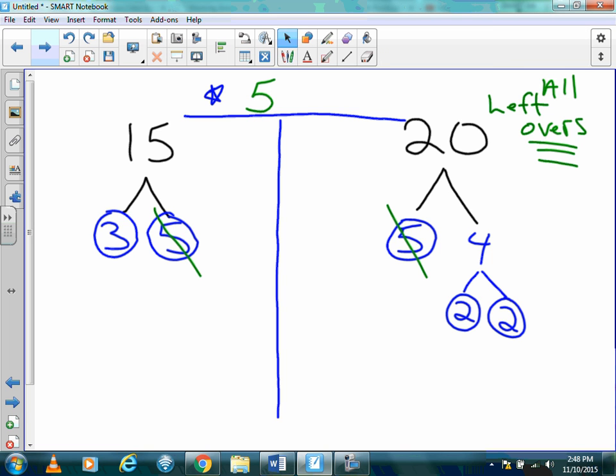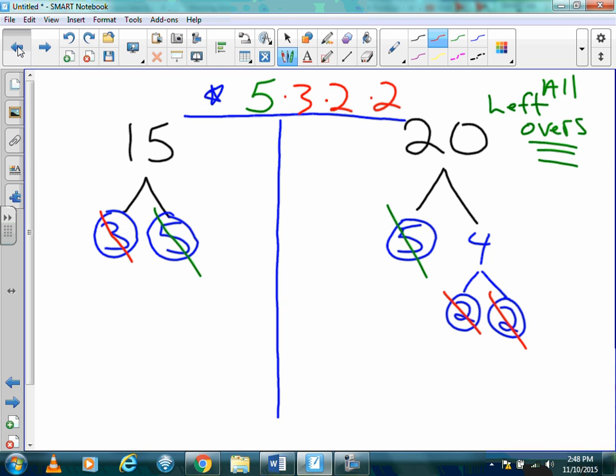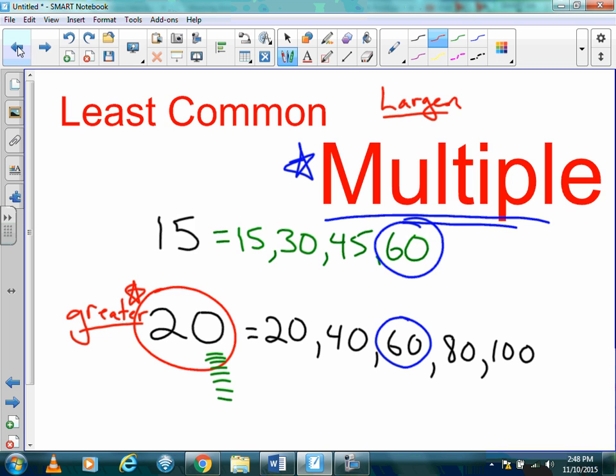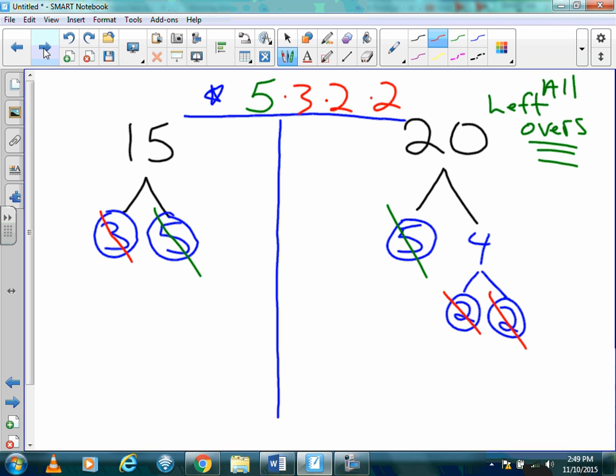I'm going to use red. I got a 3. That's done over here. I got a 2. And I got another 2. They are the leftovers. No matches, just leftovers. Okay, let's go back to our first problem. We know the answer is 60. Hopefully it's going to be 60 again.